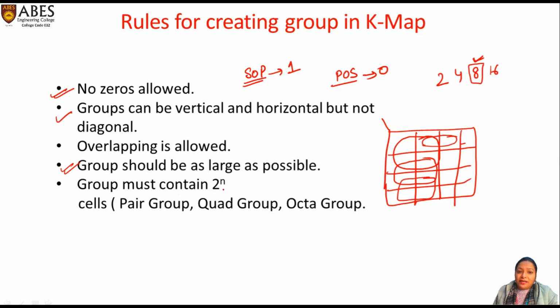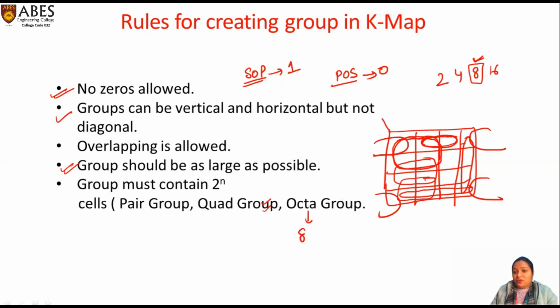And group must contain 2 raised to the power n cells. That means the grouping can be of a pair. Pair means 2 consecutive cells. The grouping can be of quad. Quad means 4 cells. Right? These 4 cells can be like this. These 4 cells can be like this vertical, this horizontal, 4, and even the corners also form the quad group. Okay.